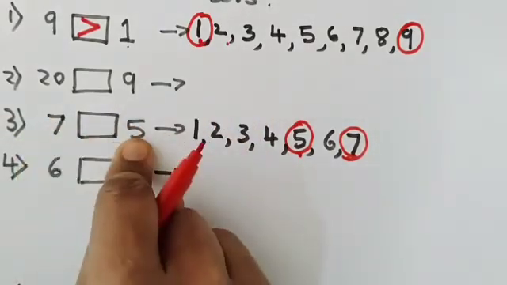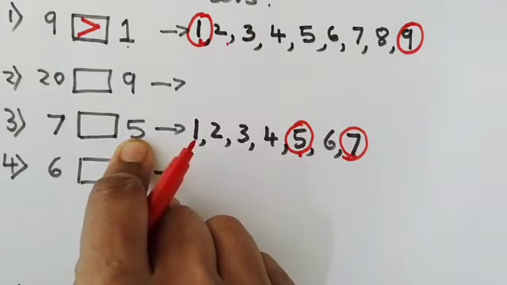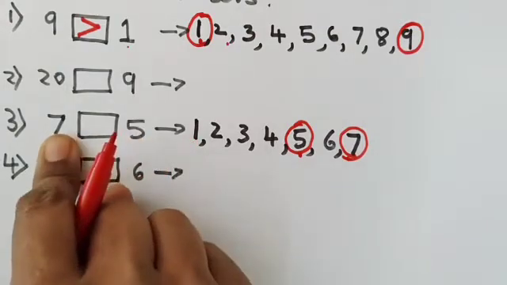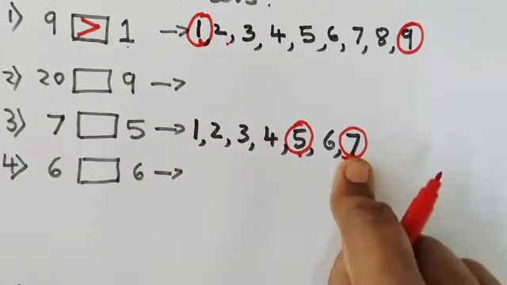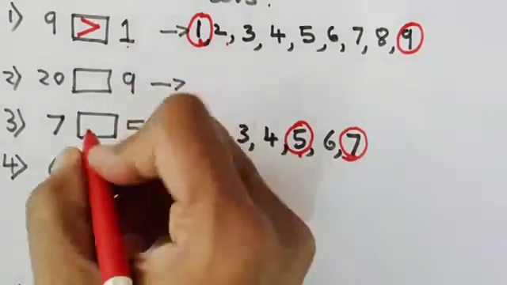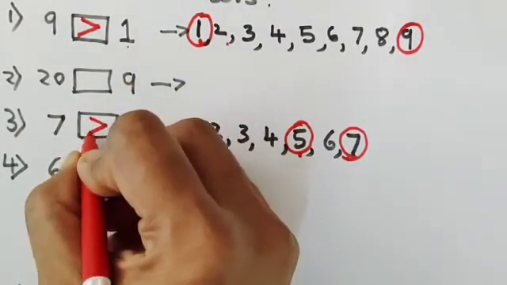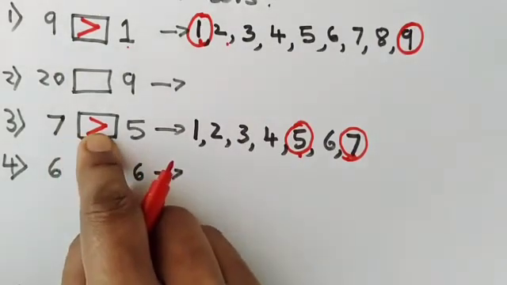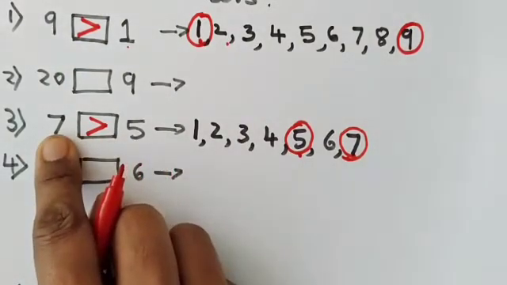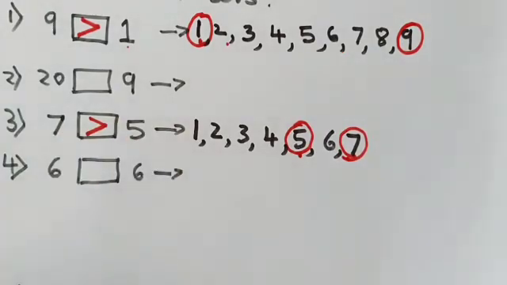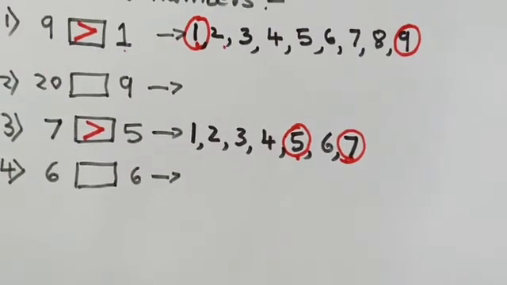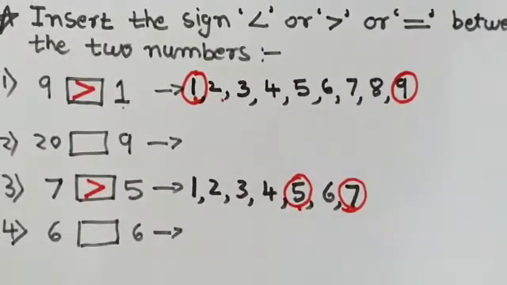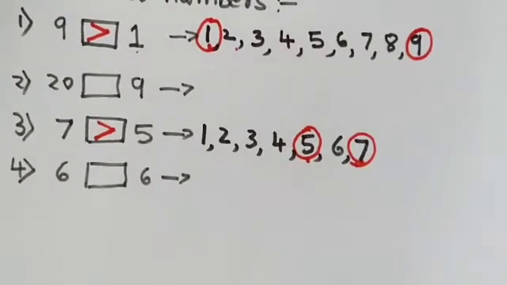Out of these two numbers, tell me children, which one is greater? Yes, 7 is greater because 7 comes later out of these 2 numbers. So we will open the crocodile's mouth towards the bigger number. Now children, I hope you understood how to put the symbol of greater and smaller sign. Now we will take one example of equals.